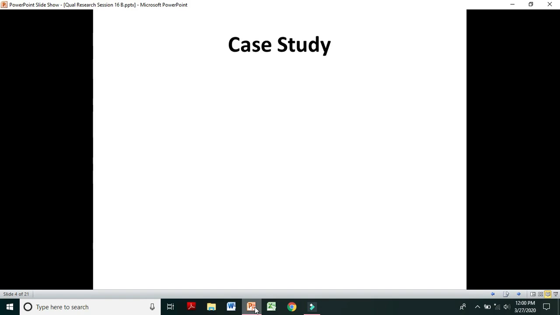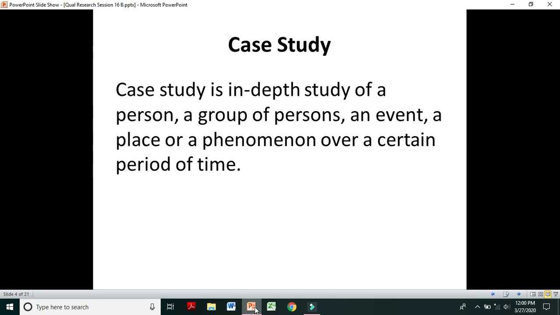The word case study has come from the word case. What is a case? A case can be a person, a case can be a group of persons, or an event, or a place, or a phenomenon. So case study may be defined as the study or the in-depth study of a person, a group of persons, an event, a place, or a phenomenon over a certain period of time. This is the simplest way of defining a case study.